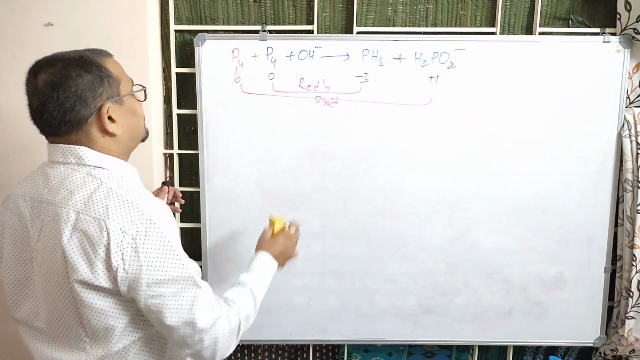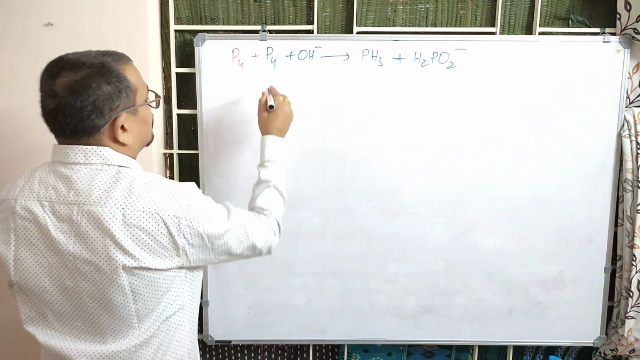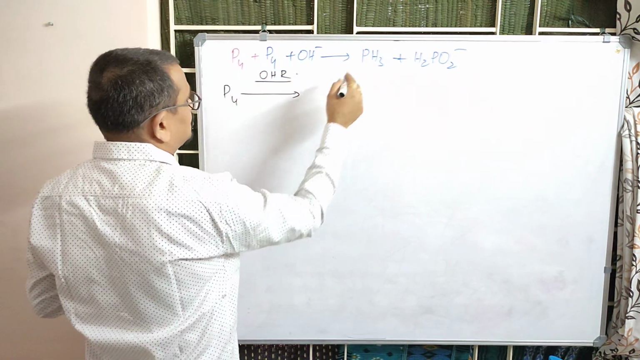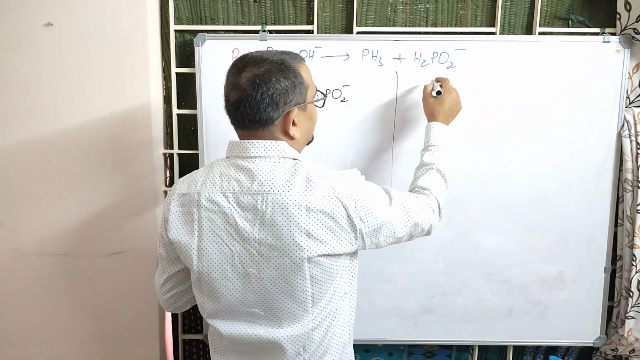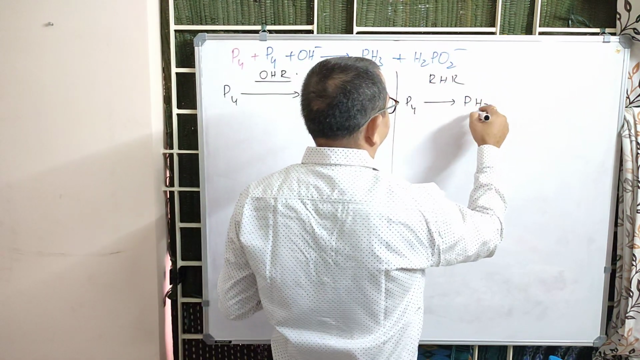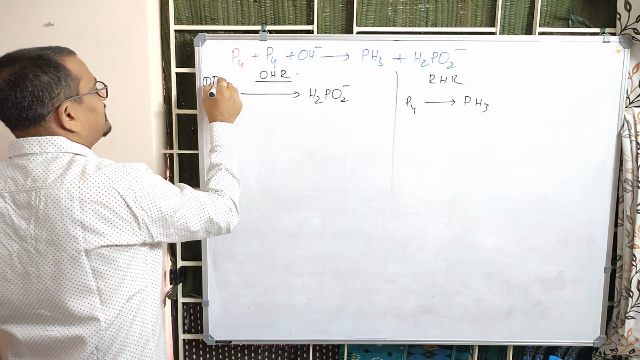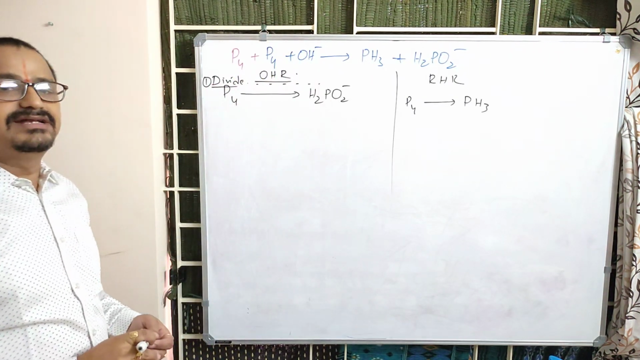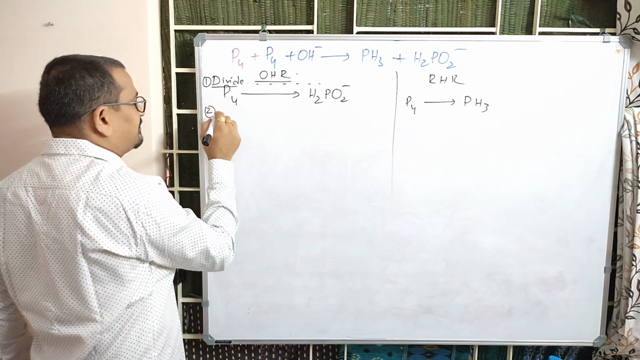Now let us divide the given equation into oxidation half and reduction half. We have the oxidation half as P4 giving rise to H2PO2 minus, and the reduction half reaction as P4 giving rise to PH3. This is step 1. What is step 1? Divide the given equation into oxidation half and reduction half. You have to write the line notes for PU if it is PU. Then what is step 2?